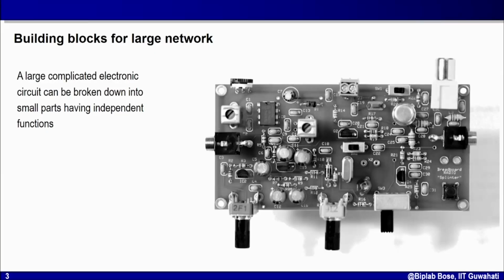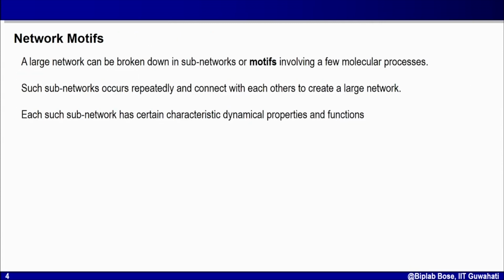That means what I am saying here is, let us break down a large network, the way engineers break down an electronic circuit into smaller ones. Let us break down a large molecular network into small parts. So if we do that, what do we get? If I break a large molecular network into sub-parts, we get sub-networks, right? And we call them network motifs.